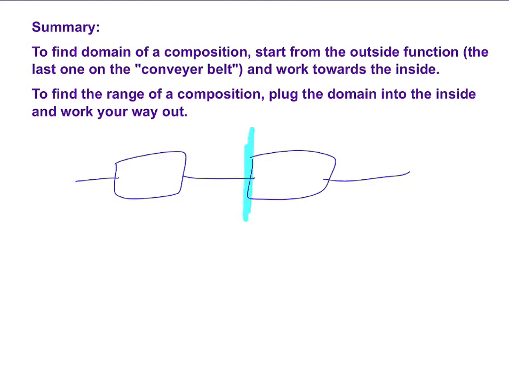To find the range, it's the other way around. We start at the end. Once we've figured out our domain, we plug it into the first box, see what comes out, plug that into the second function, see what comes out, and that's our overall range.